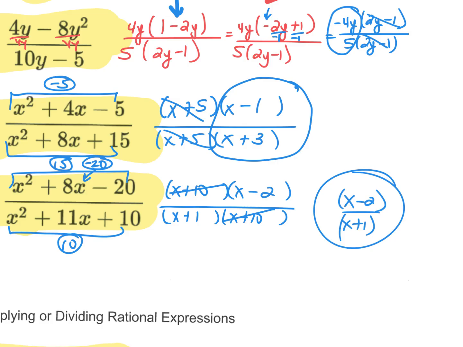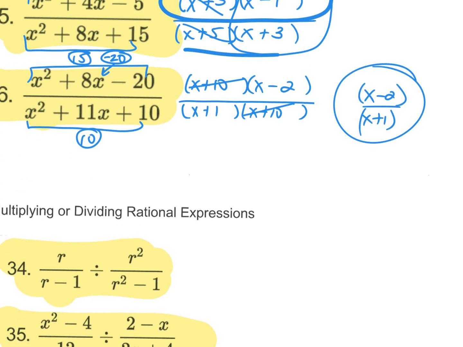Like once we factored up here, X plus 5, X minus 1, and then you guys down here were like, oh, it's going to be a 5 and a 3. More than likely, it's going to be the same sign as the top, so something cancels out. So just use that as a guide.